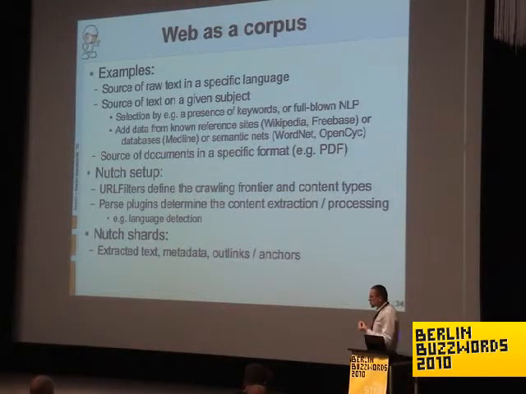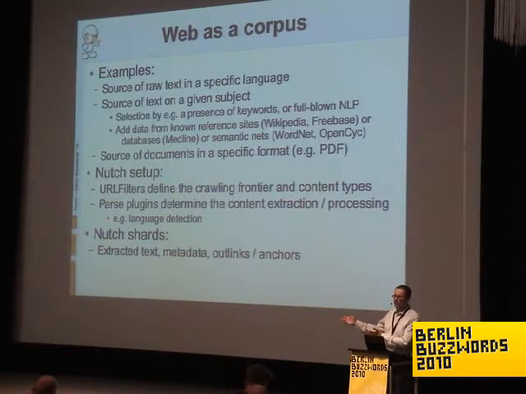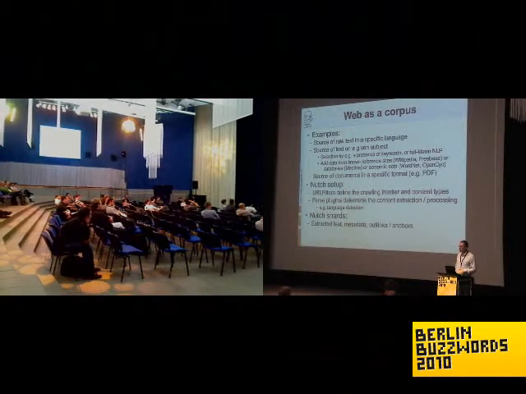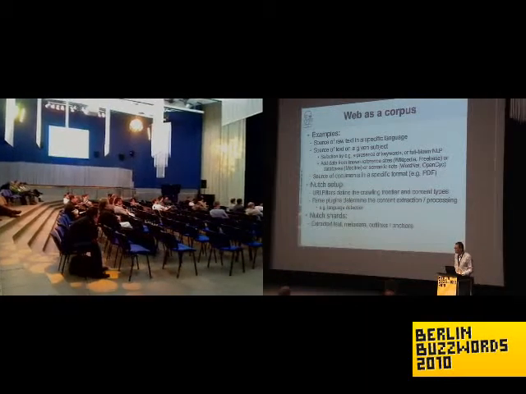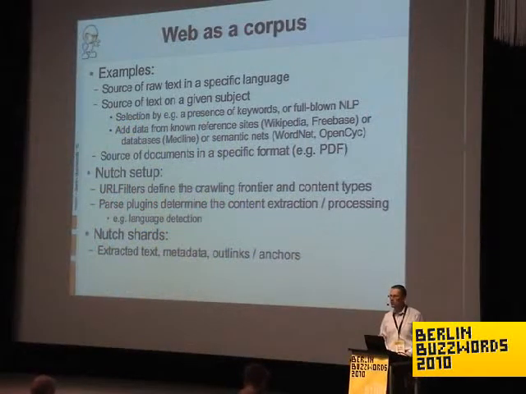So we see here also that the web could be treated as a corpus, as a source of raw data for any other purpose. And Nutch could also be the feeding line to feed your other data processing system. So for example, you may want to collect a large number of documents in a specific language. I was involved in a project that built an Indian search engine. So they needed a lot of documents in one of many Indian languages to feed their data mining tools. You could select pages by presence of keywords or using full-blown natural language processing. You can enrich this data by adding stuff from other reference sites, etc.